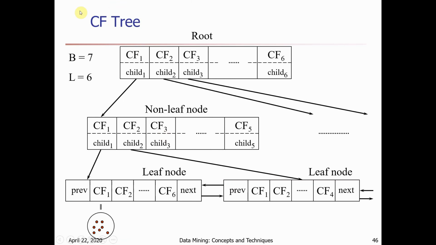Okay, this is the CF tree. See, for B is 7 and L is 6, we have CF0, CF1 and so on. This is the root. CF1, CF2, CF3 and so on, up to CF6. This is the CF tree structure. All of you observe, this is the structure of the CF tree.